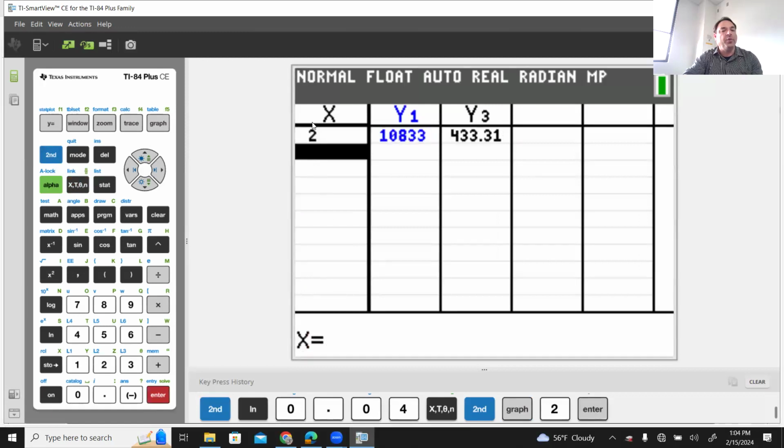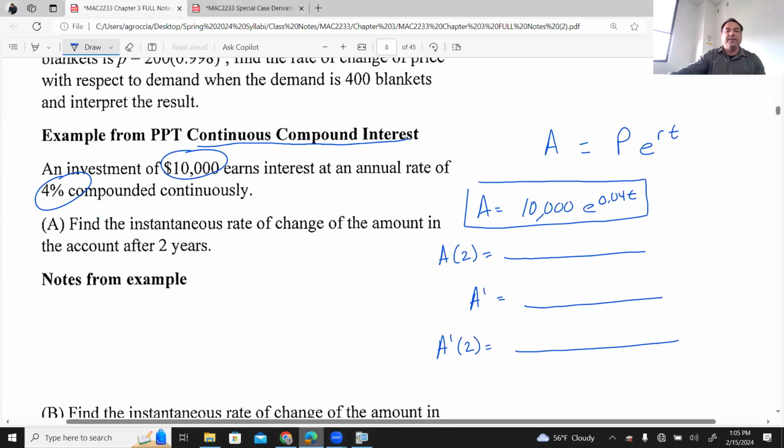What does 2 stand for? 2 years. What's the 10,833? That's how much is in the account, right? So again, everything has a meaning. So we get $10,833. I'm not going to write the sentence, but after 2 years, that's how much you have in your account. It's pretty good. You made $833 just like that. Okay.